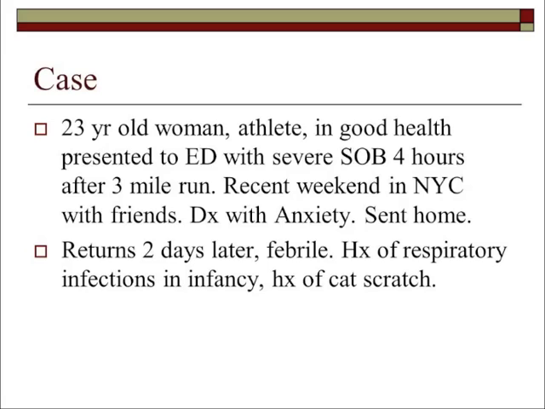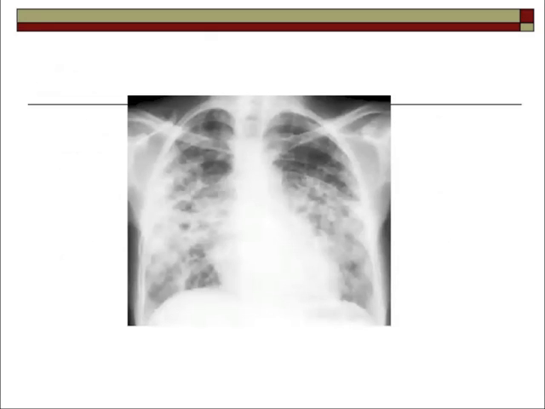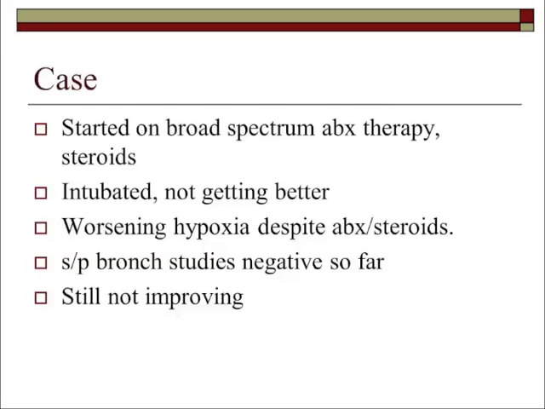This was a real case that I kind of took from somebody. But so she goes home, comes back in 2 days. Now she has a fever. She's a little hypoxic. They do a little bit more of a history. She had recurrent respiratory infections when she was little, and then this random history of cat scratch disease. And they get another x-ray, and now her x-ray looks like this. So they start her on broad-spectrum antibiotics. They add steroids onto that, right? That looks almost PCP-ish.